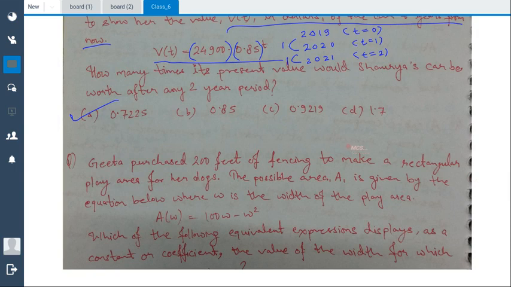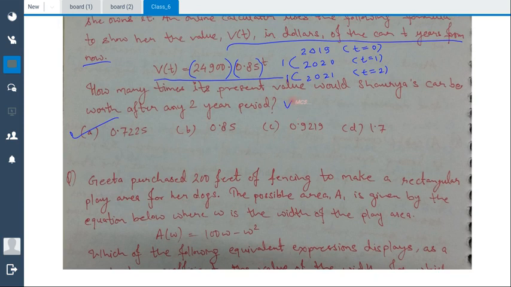Once you solve that, you get 17,990.25. Since you're trying to find out how many times its present value it would be after 2 years, you put the amount from the 2 year period, 17,990.25, divided by the original amount, 24,900. Once you divide those, you would get 0.7225. Okay. You did it correctly, but let's do it more smartly, my dear friends.